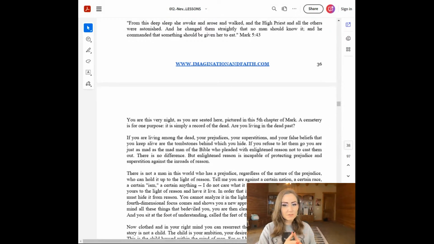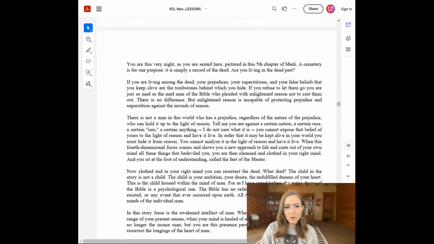If you refuse to let them go, you are just as mad as the madman of the Bible, who pleaded with the enlightened reason not to cast them out. There is no difference. But enlightened reason is incapable of protecting prejudice and superstition against the inroads of reason. There is not a man in this world who has a prejudice, regardless of the nature of the prejudice, who can hold it up to a light of reason.